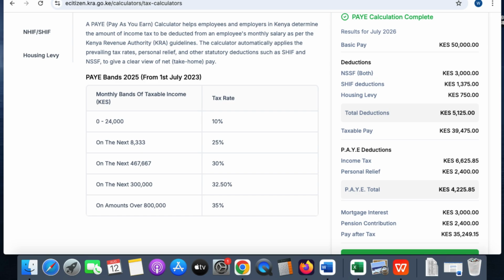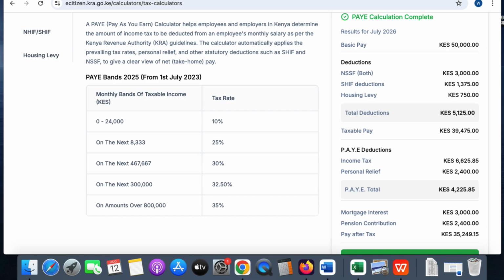Now PAYE, or the income tax, is then calculated on this amount using the applicable tax band rate that you can see here. Once the income tax has been calculated, the employee gets a personal relief of 2,400 per month. This is usually deducted from your tax or the PAYE for every employee or every individual taxpayer. Whether you're an employee or in business, as long as you're not a company, you get the personal relief of 2,400 every month.